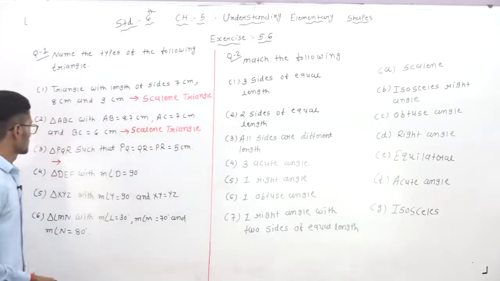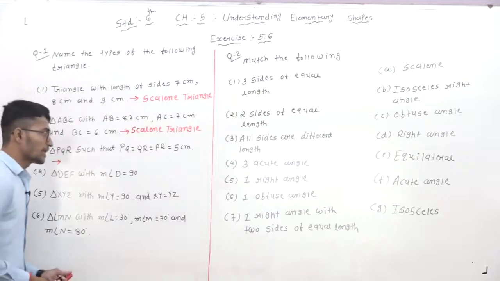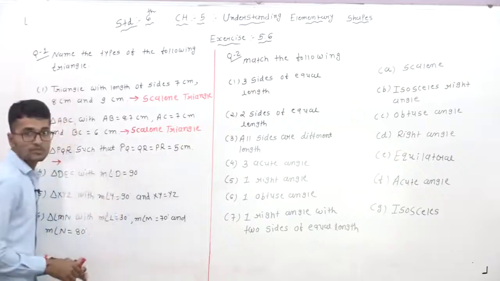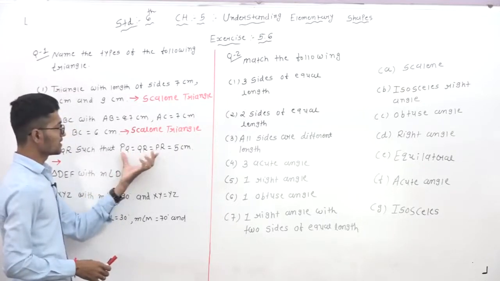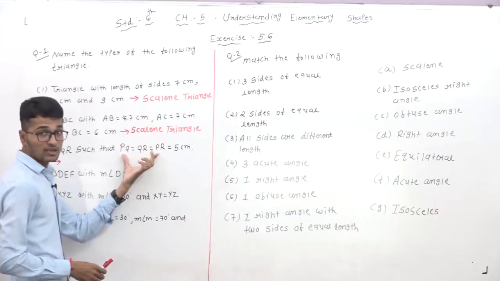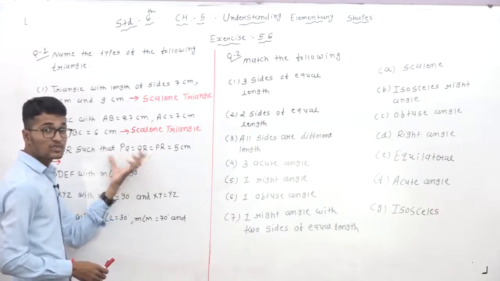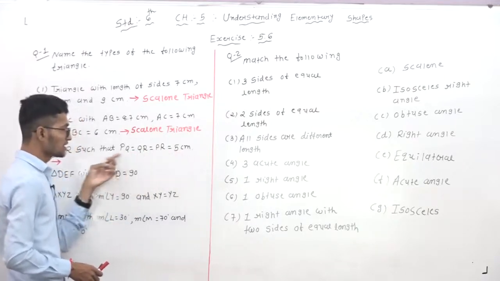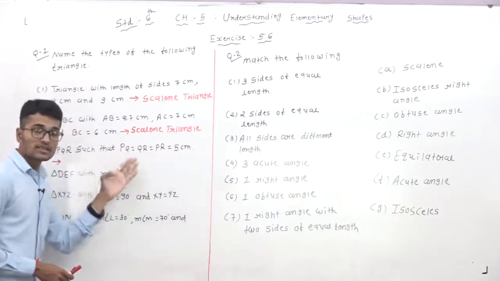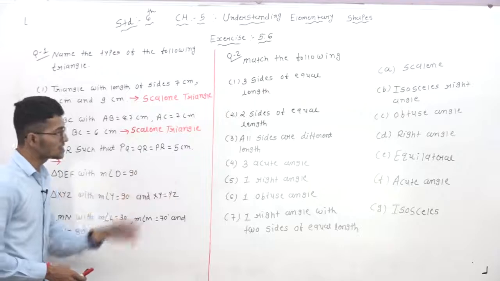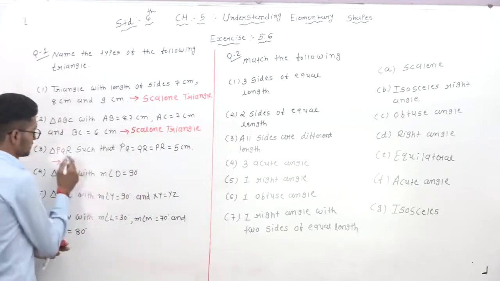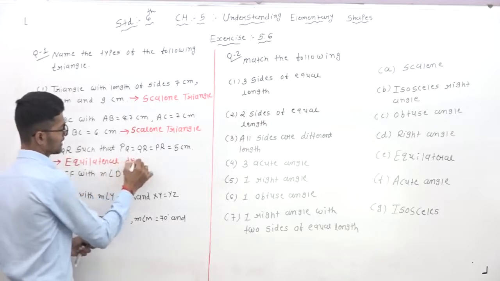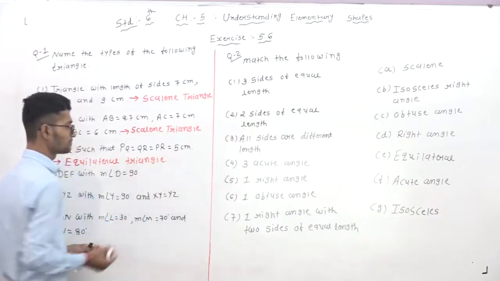Now the next is question number 3. In triangle PQR such that PQ is equal to QR is equal to PR is equal to 5 cm. So dear students, in this PQ, QR and PR, these are the three sides of this triangle, and all the measurements are same. What is it? 5 cm. This means three same sides. It means all the sides are same. Then all the sides are same is called the equilateral triangle. So it's called the equilateral triangle.